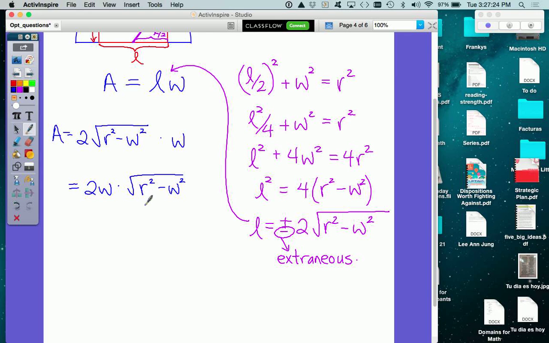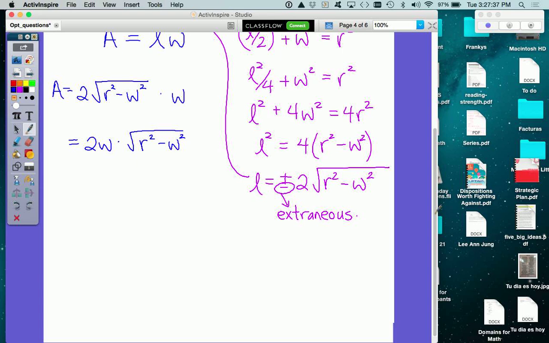R is not a variable in this equation. R is a parameter. R is a restriction: the semicircle can only be as big as r. R is a constant. We don't know what it is. We're just giving it the parameter r. But it's a parameter. It's not a variable.